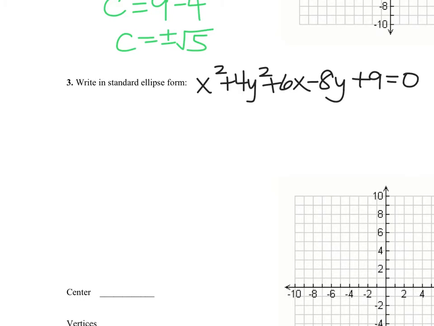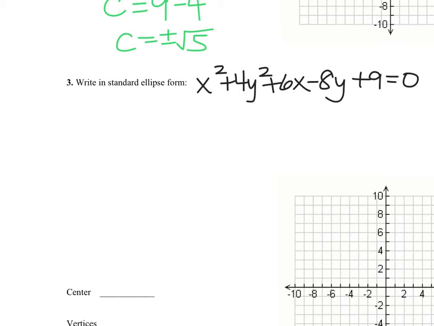Okay, so that's a big long string of stuff, right? And that does not look like an ellipse. Although if you know how to determine what conic it is, then you know that that's an ellipse. But it's not in standard form. So we're going to get it into standard form, and what we're going to do is complete the square twice. Twice the fun as parabolas.